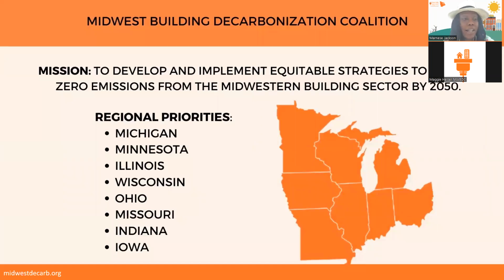So just FYI, the Midwest Building Decarbonization Coalition got started back in 2020 to develop and implement equitable strategies to achieve zero emissions from the Midwestern building sector by 2050. Yes, ambitious. Our regional priority states are Michigan, Minnesota, Illinois, Wisconsin, Ohio, Missouri, Indiana, and Iowa. We do have regional and national partners, and we do welcome anyone. So, of course, you can come learn from us because we are a learning environment and a growing environment.